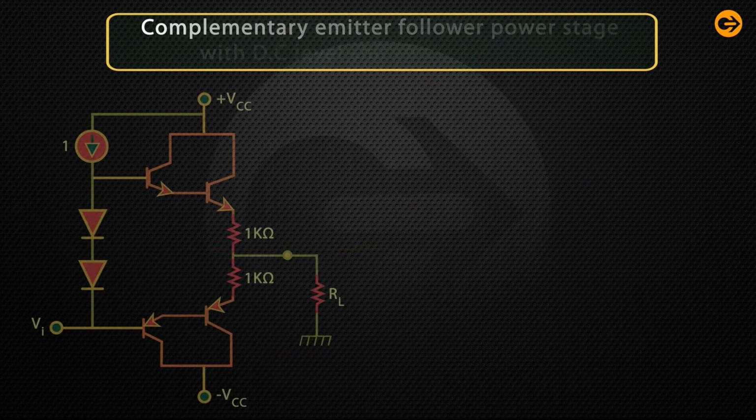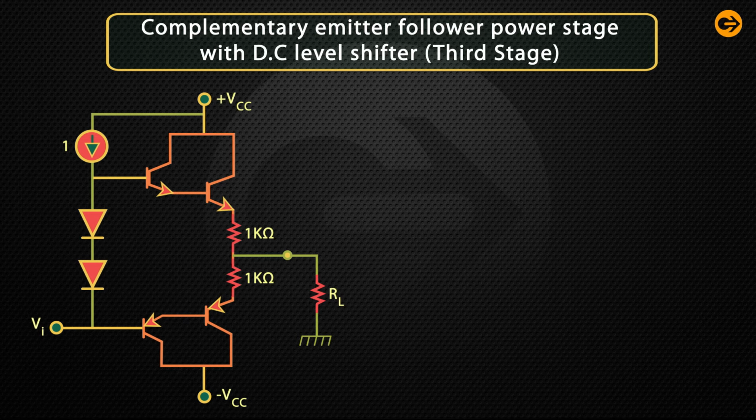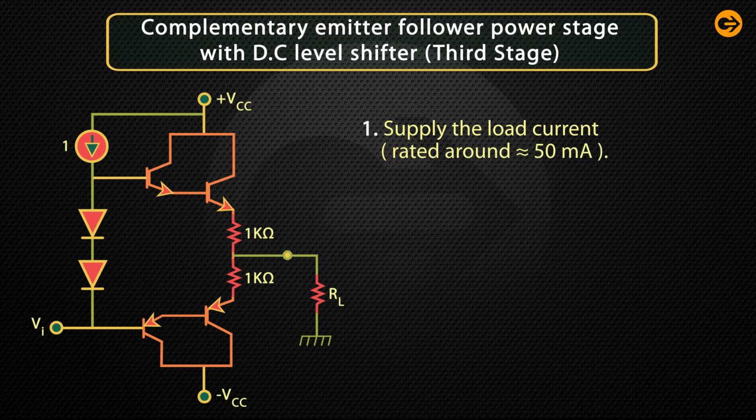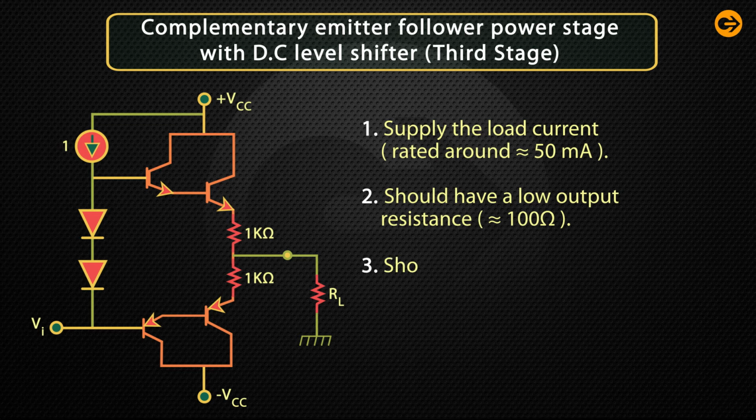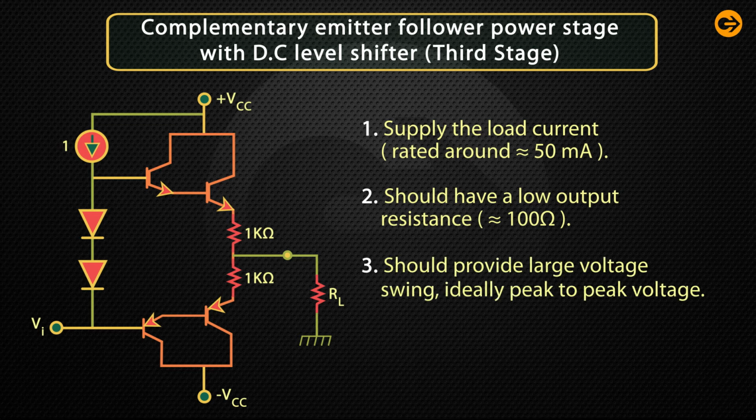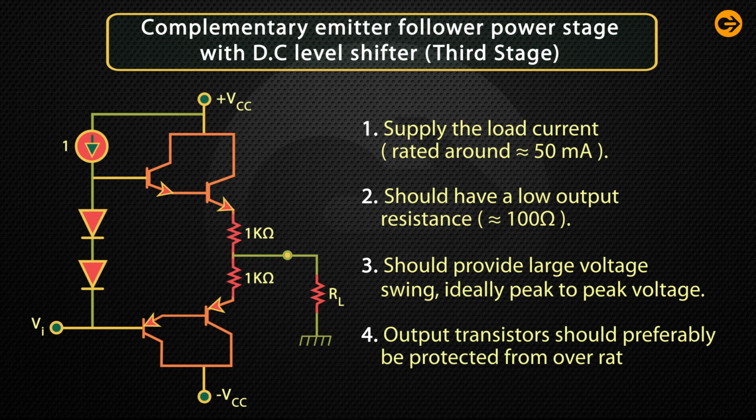And now the third stage. The output stage should perform the following. The first one is to supply the load current that is rated around 50 milliamperes. Second, it should have a low output resistance that is approximately equal to 100 ohms. Third, it should provide a large voltage swing, ideally the peak to peak voltage. And the fourth one is that the output transistors should preferably be protected from overrated current.